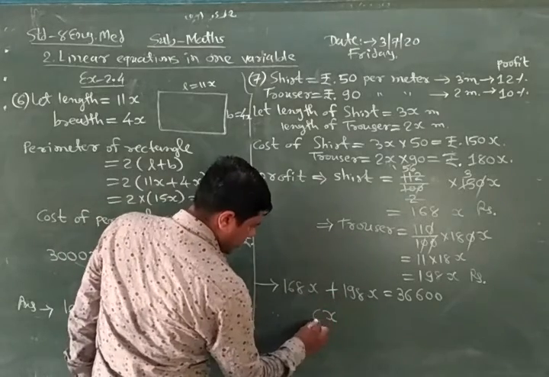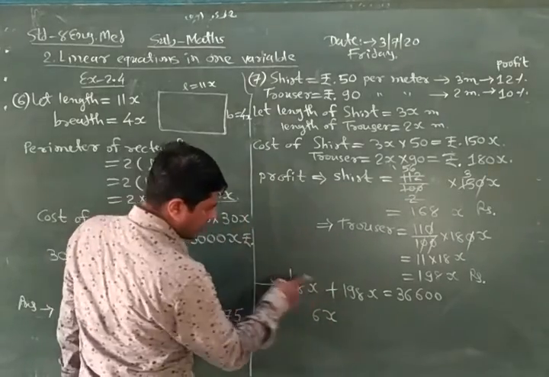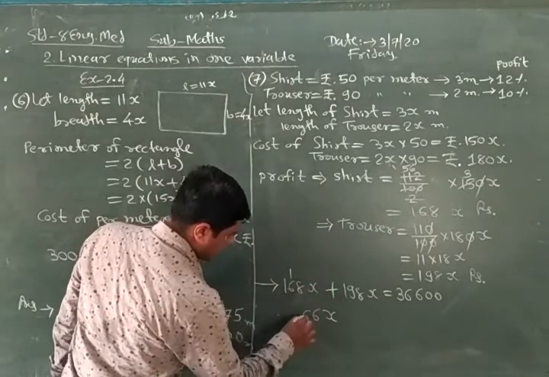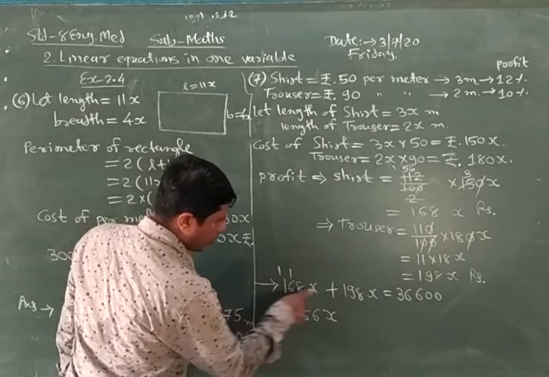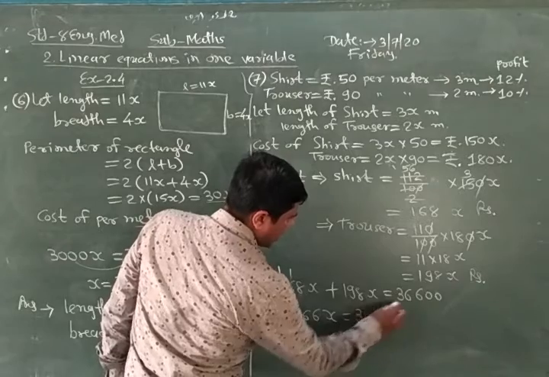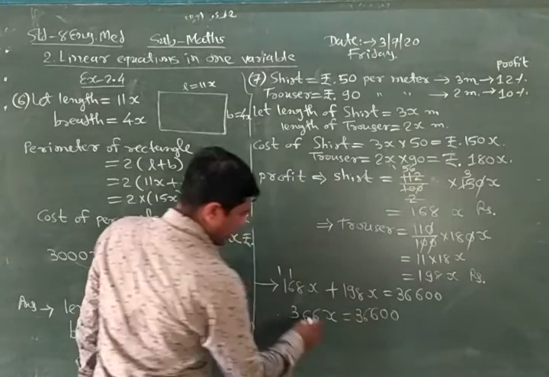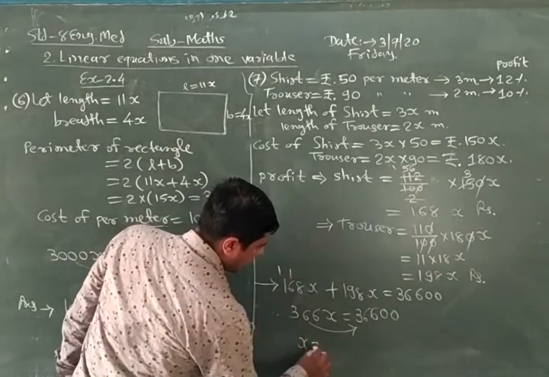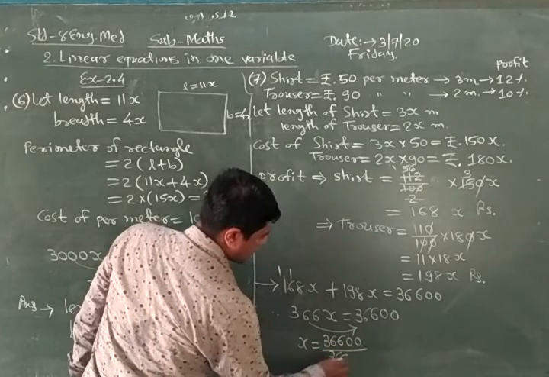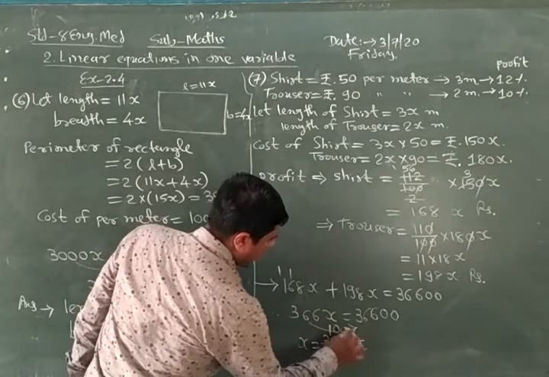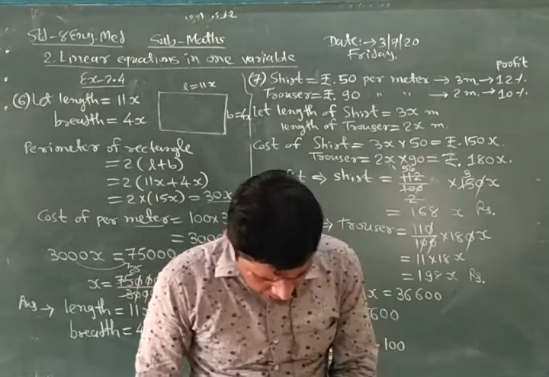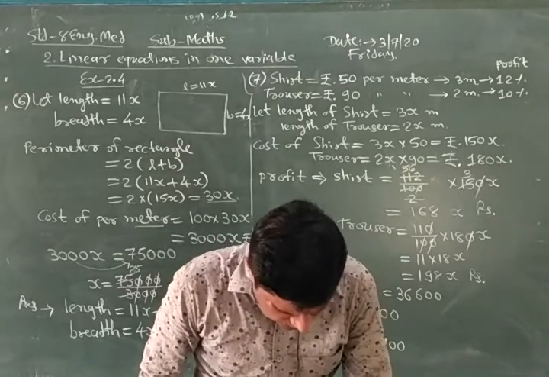8 plus 8 16, 1 carry. 6 9, 6 plus 1 7. 9 plus 7 16, 1 carry. 1 1 2, 2 plus 1 3. And 366x is equal to 36,600. This multiply goes to this side, divide: 36,600 upon 366. This cut, panza 20, add. So x value is 100. Now in the question, the last point: how much trouser material did he buy?